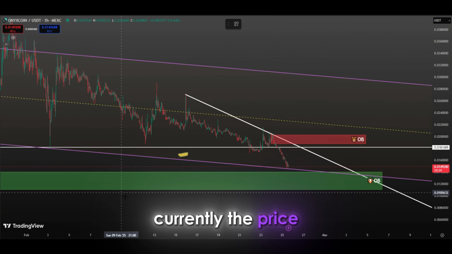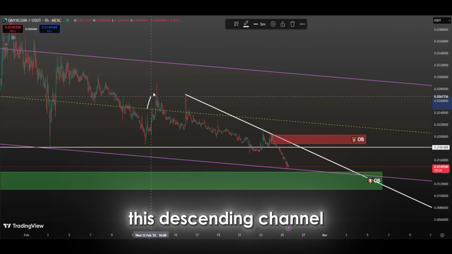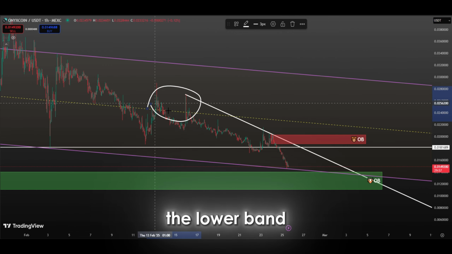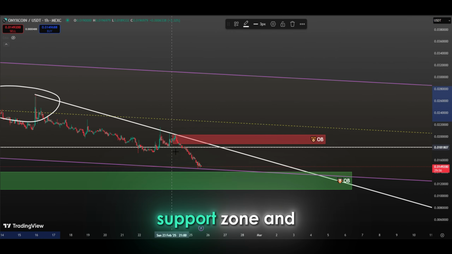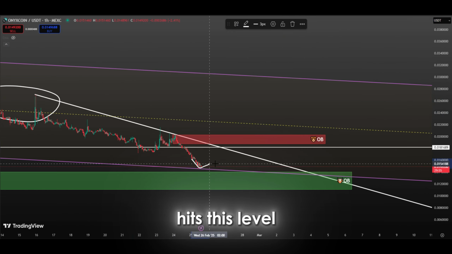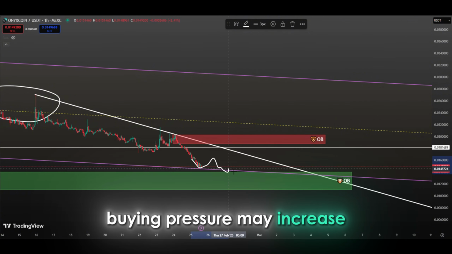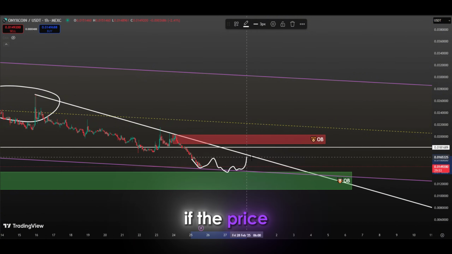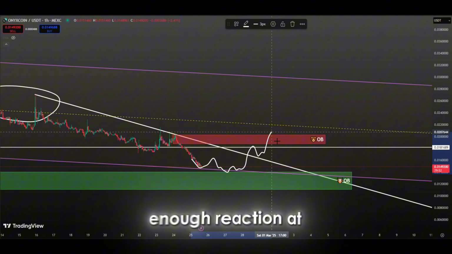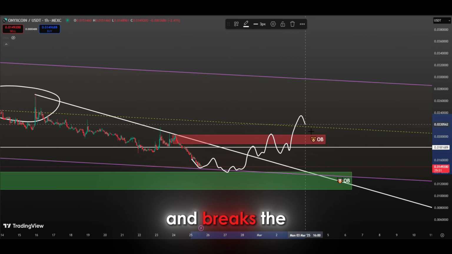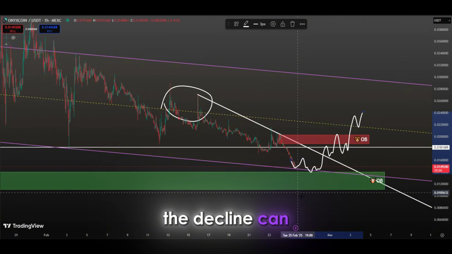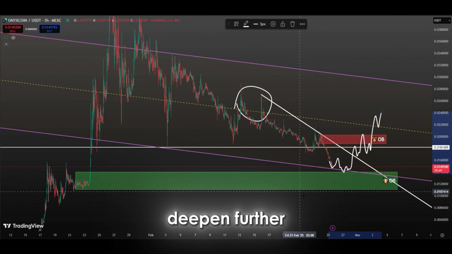Currently, the price has reached the lower band of this descending channel. The lower band of the channel usually works as a support zone, and when the price hits this level, buying pressure may increase. However, if the price fails to get enough reaction at this level and breaks the lower band, the decline can be expected to deepen further.